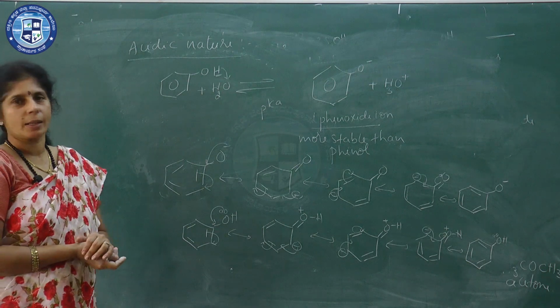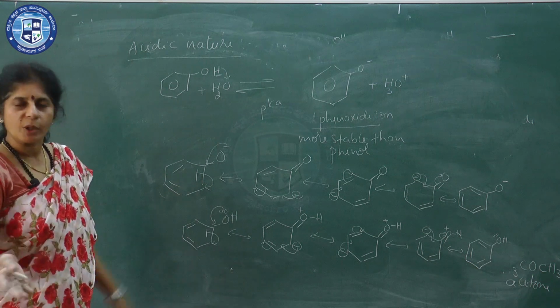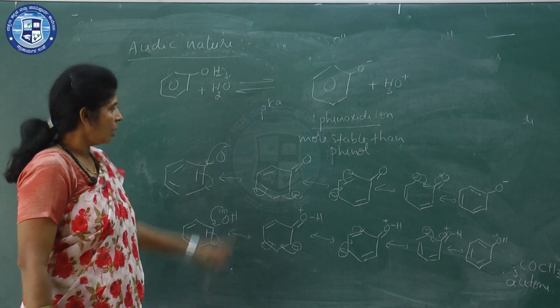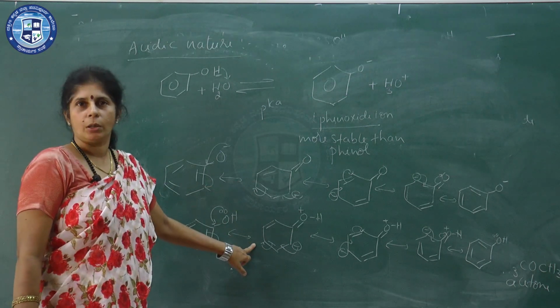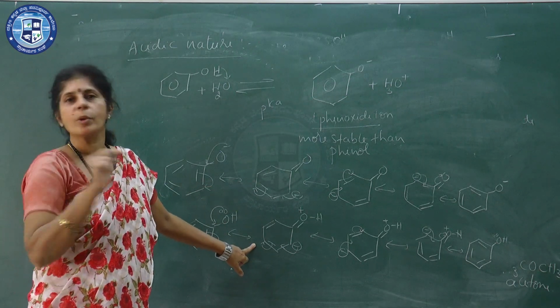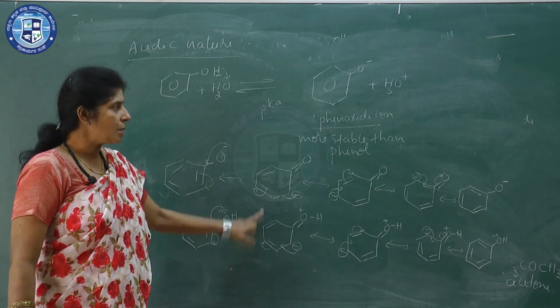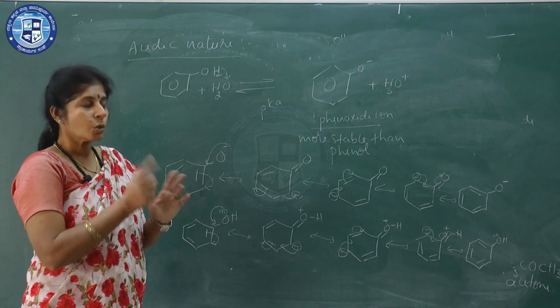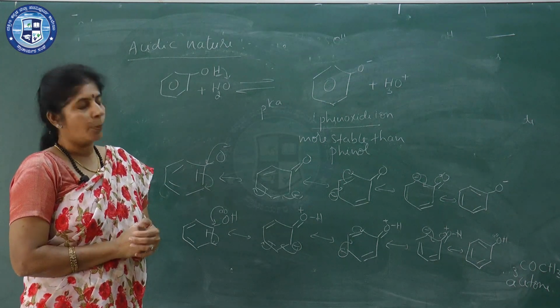Just a few minutes back I told you that the more resonance structures we can write, the more the stability. For phenoxide and phenol we wrote an equal number of resonance structures. That means just with the number of resonance structures we cannot explain. So we are taking the next point.